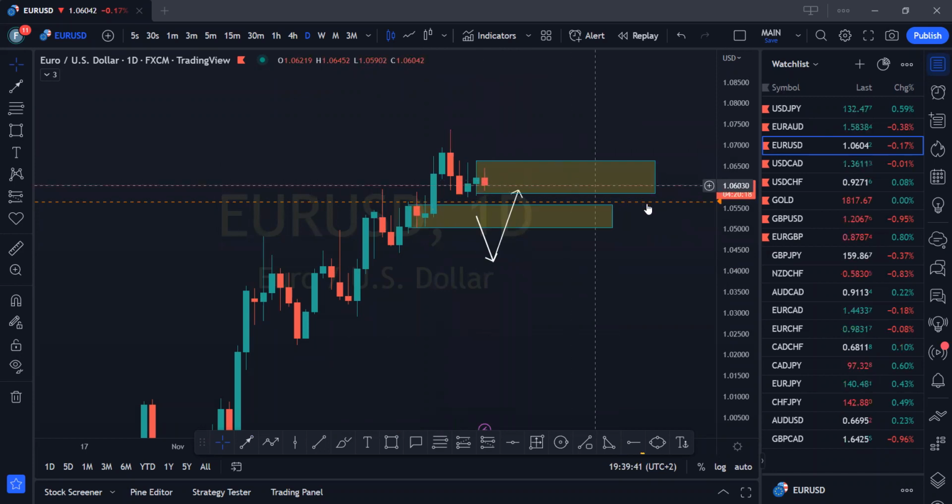Personally, I'm just waiting. As you can see, I've set my alert somewhere down below here. So I'm also waiting on Euro USD to trade.